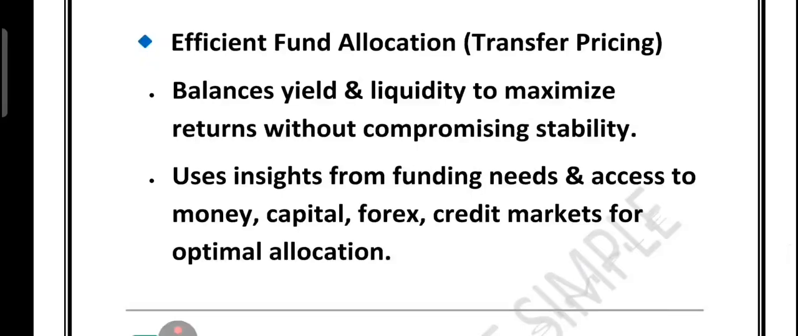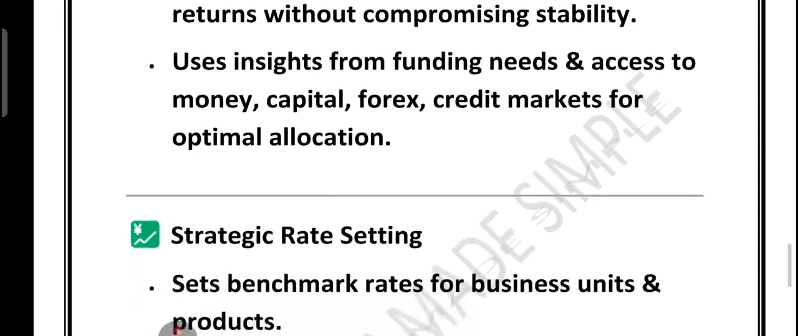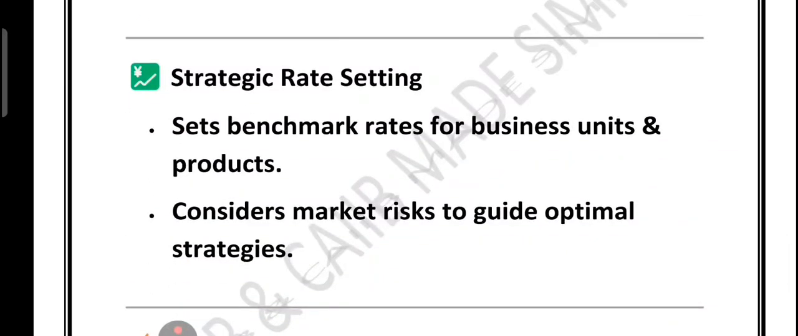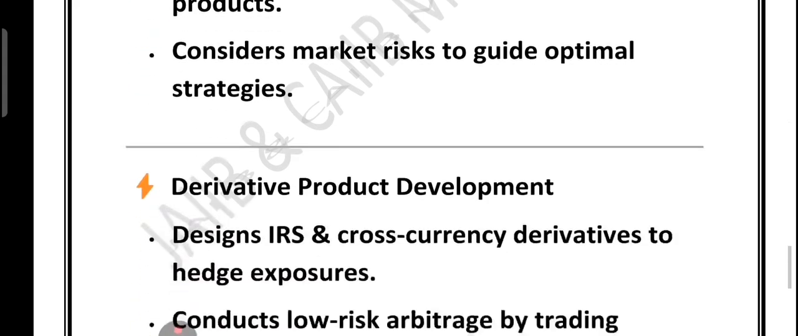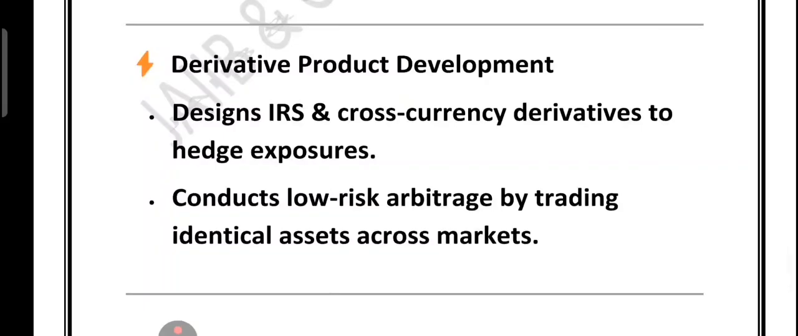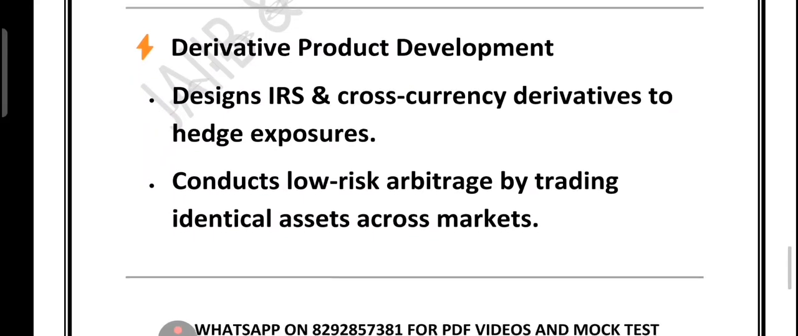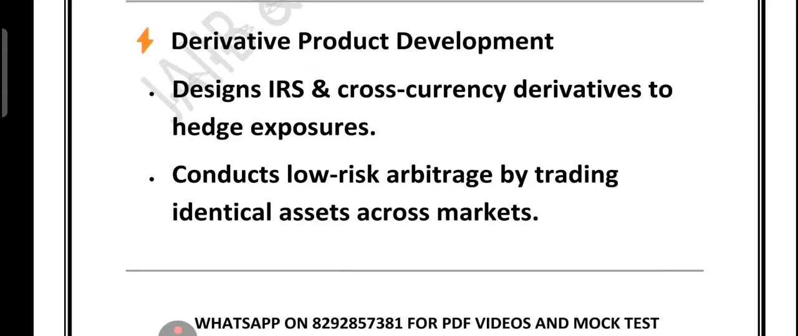Transfer pricing, I think we have discussed it already, balances yield and liquidity to maximize return, right? That is transfer pricing. And we use insight from funding needs and access to money, capital, forex, credit markets. Strategic rate setting: we set the benchmark rate for business units as well as products. It takes market risk into account to guide effective strategy. We developed products like IRS. IRS is interest rate swap, and cross currency derivatives are developed to hedge the exposure.